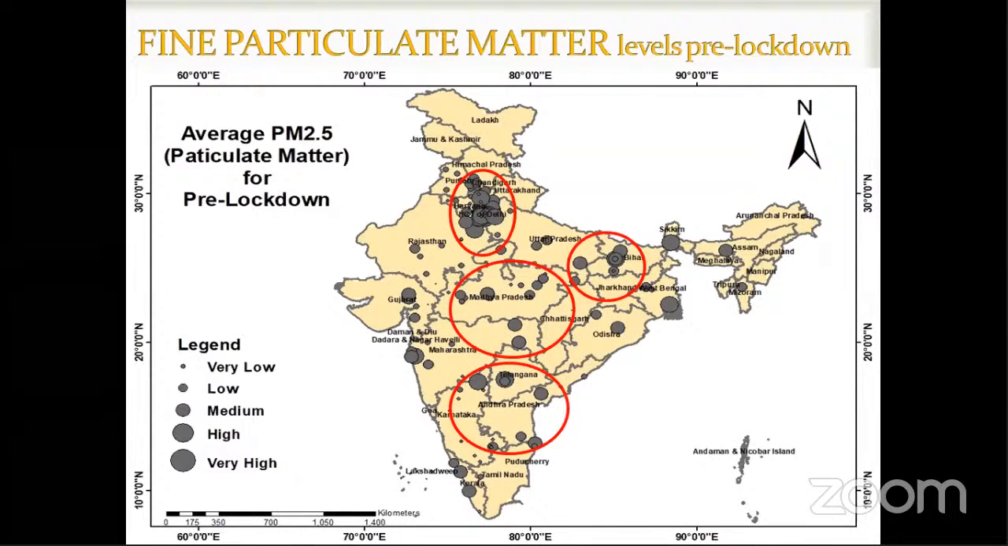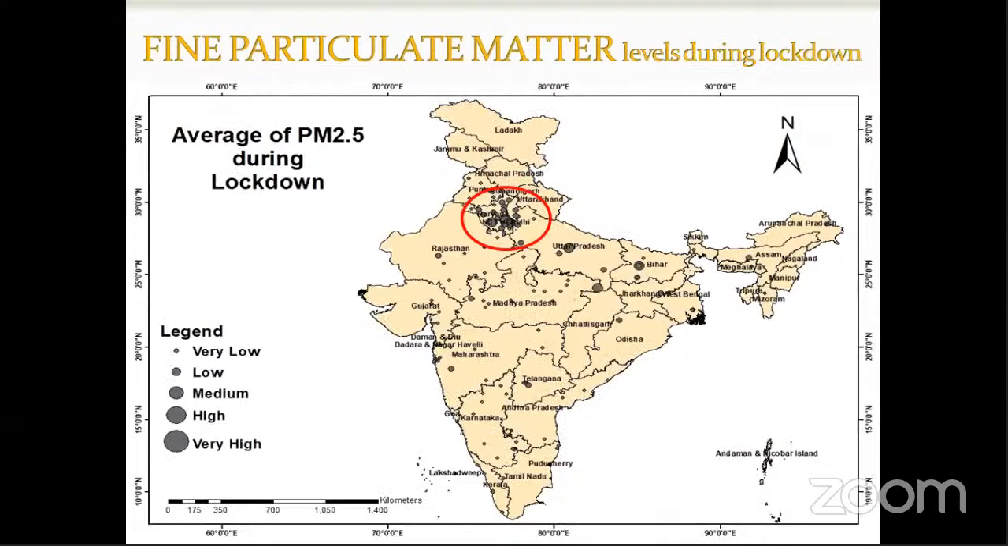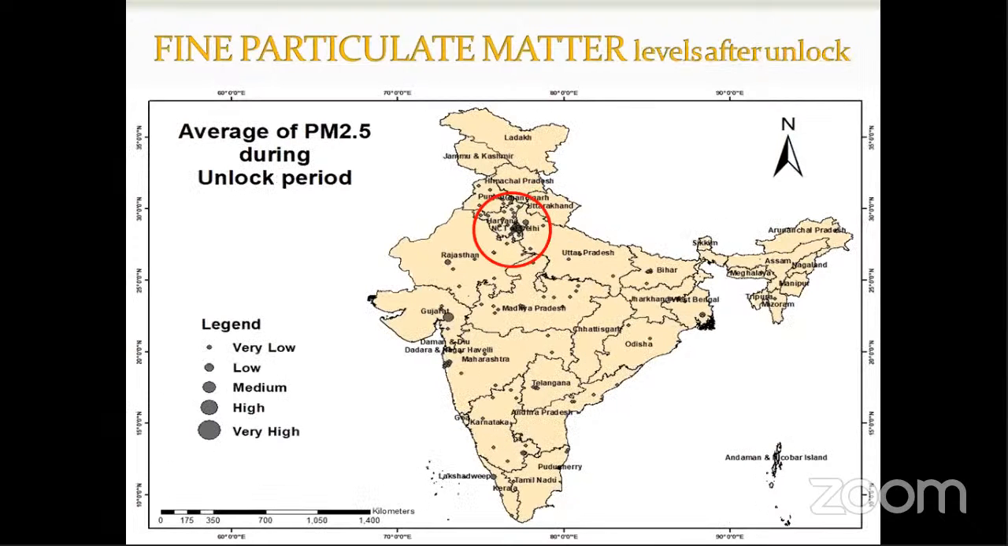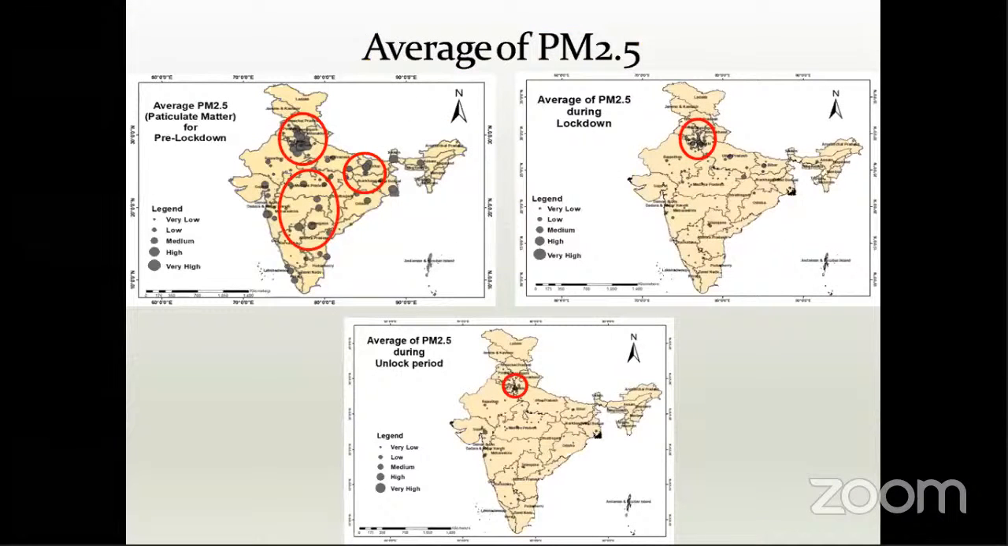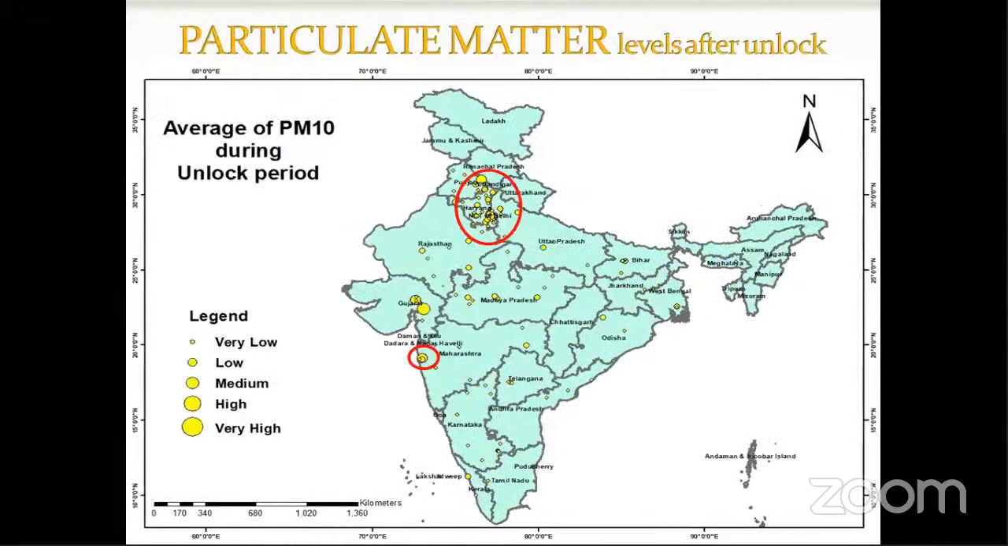So we can see PM2.5 and PM10 have reduced considerably during the lockdown period, and it is showing in the unlock period. So we can see here the same has occurred for PM10 also. We can see it has reduced considerably. This is the pre-lockdown, this is the lockdown, and then this is the unlock period.